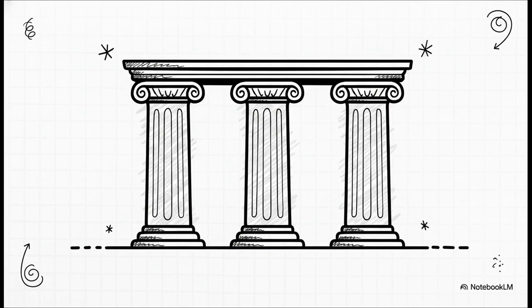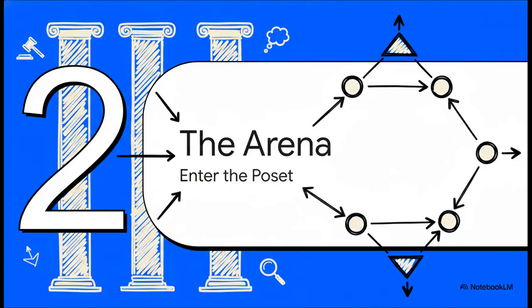Second, antisymmetric. Basically, if A is related to B and B is related to A, well, they must be the exact same thing. No two-way streets here. And third, transitive. If A relates to B and B relates to C, then A absolutely must strictly relate to C. If even one of these pillars fails, the entire structure collapses, and we do not have a partial order relation.